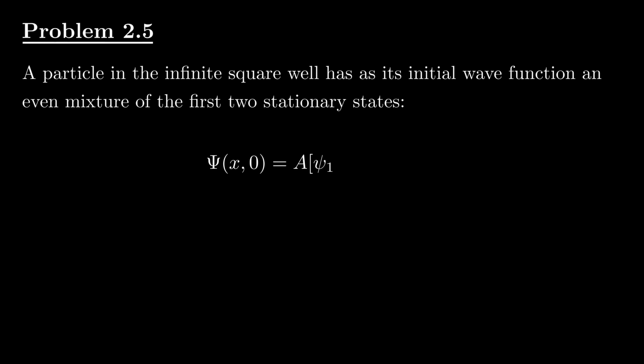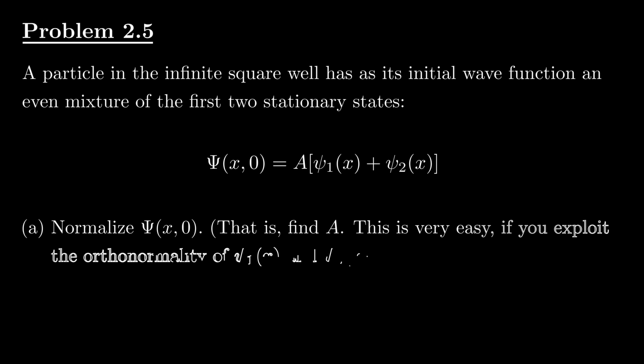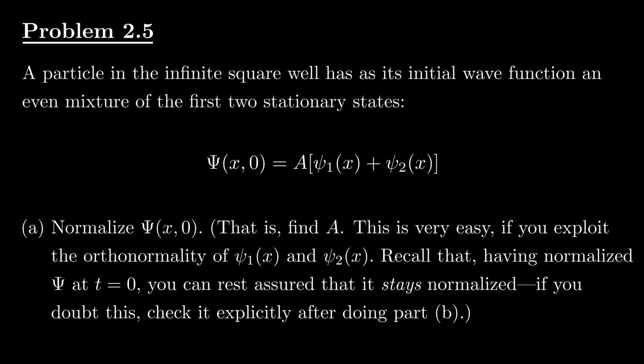In this section, we'll tackle problem 2.5, part A. The objective is to normalize the initial wave function of a particle confined to an infinite square well, which is described as an even combination of the first 2 stationary states. We'll take advantage of the orthonormality property of the stationary states to determine the normalization constant A. Once normalized at time equals 0, the wave function remains normalized over time, a concept we'll revisit in part B of this problem. Let's dive in.